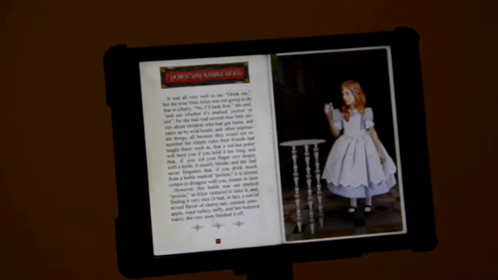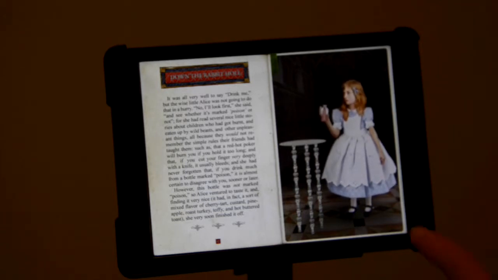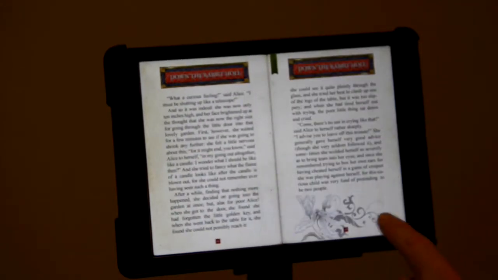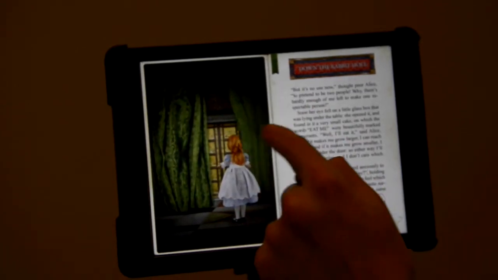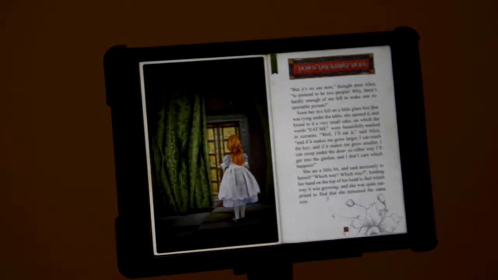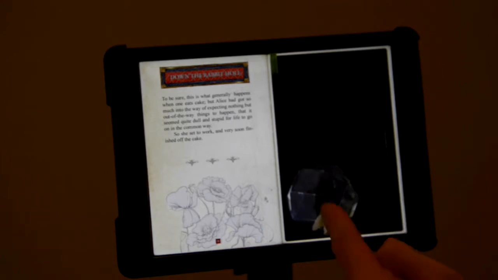It was all very well to say drink me. But the wise little Alice was not going to do that in a hurry. No, I'll look first, she said, and see whether it's marked poison or not. What a curious feeling, said Alice. But it's no use now, thought poor Alice. Why, there's hardly enough of me left to make one respectable person. To be sure, this is what happens when one eats cake.